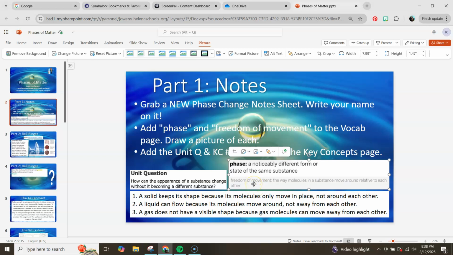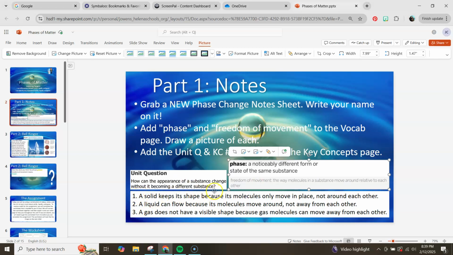Okay, freedom of movement is going to be one of those things that we talk about when we talk about molecules of a substance. This is going to be the way the molecules in a substance move around relative to each other. So do they kind of move away from each other? Do they stick close together and barely move next to each other? How does that look?